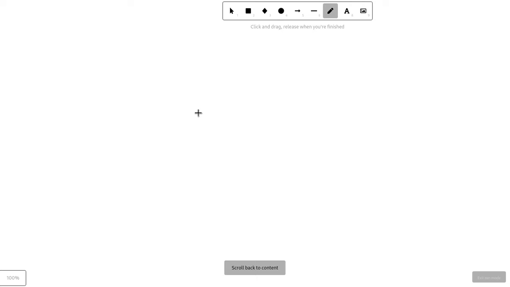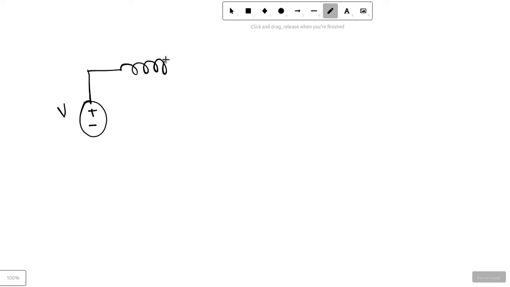Now we can move on to analyzing the behavior of an inductor in a DC circuit. Let's first get our DC source and we'll connect an inductor to it. Let's get a key here and the circuit is completed.